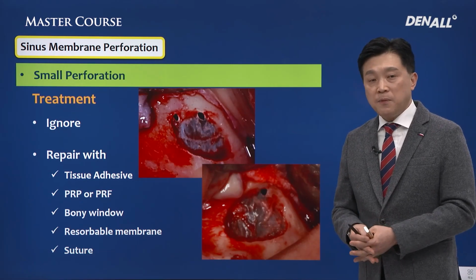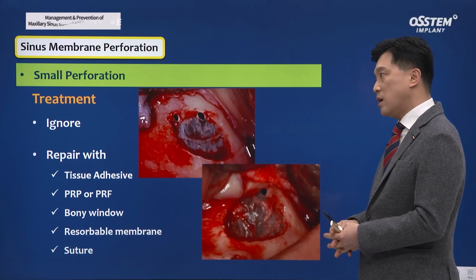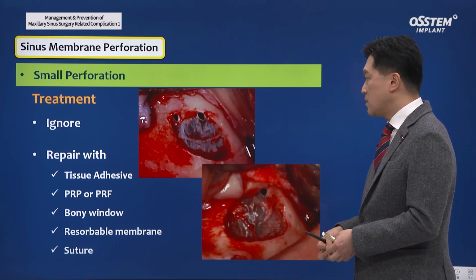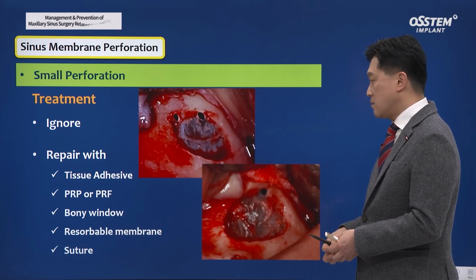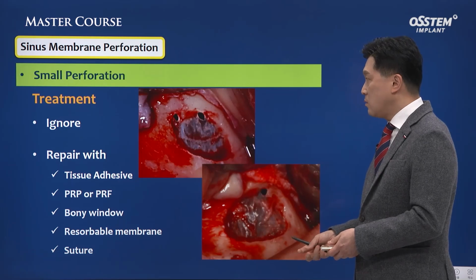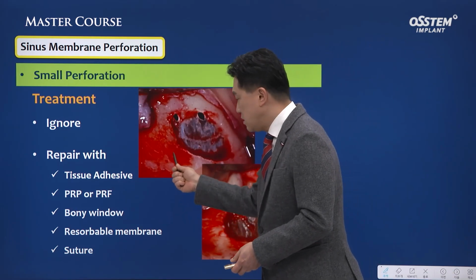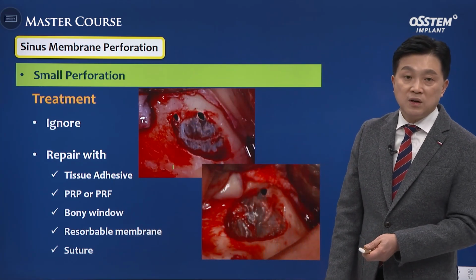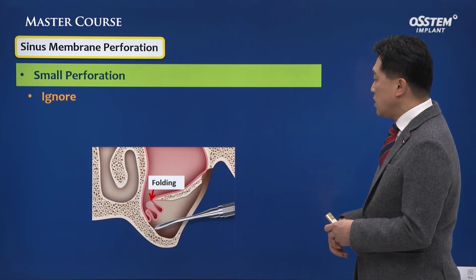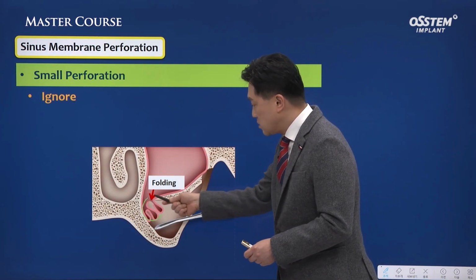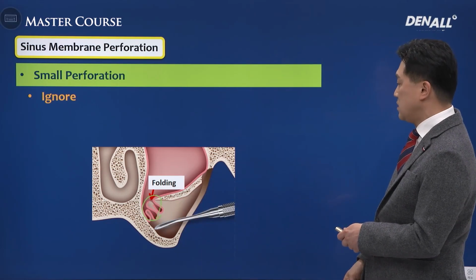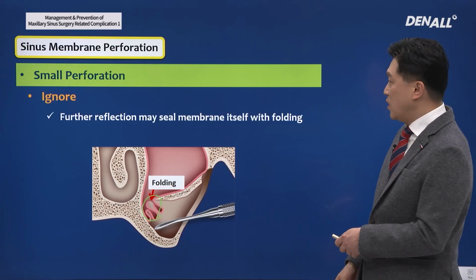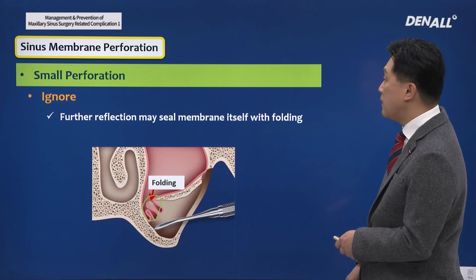Let's talk about small perforation of less than 5 millimeters. At times, you may not need to do anything, or you can use a tissue adhesive, PRP or PRF, to do repair. You can use resorbable membrane as well. There are different ways to manage membrane perforation. You can do a window or use resorbable membrane or do suture. At times, if you just ignore it, it can fold itself and it may block naturally. Then you can just ignore it and proceed with graft and procedure, but such probability is extremely slim. We need to do repair.